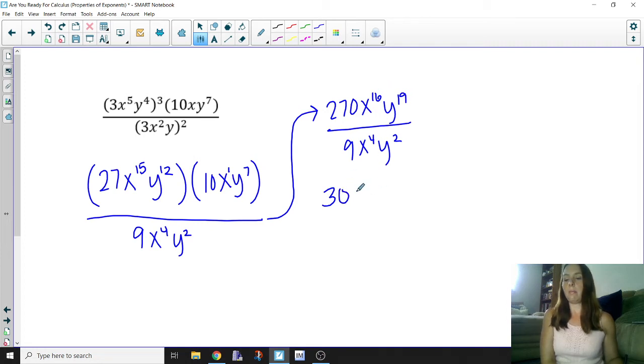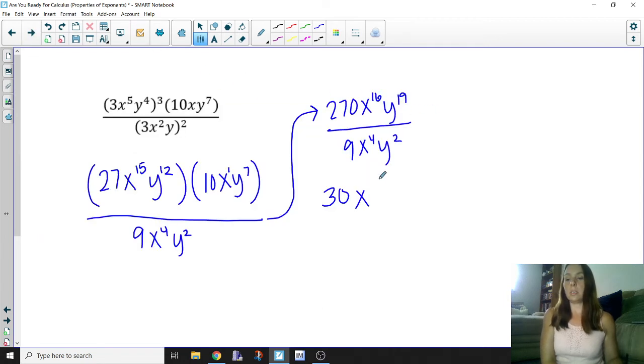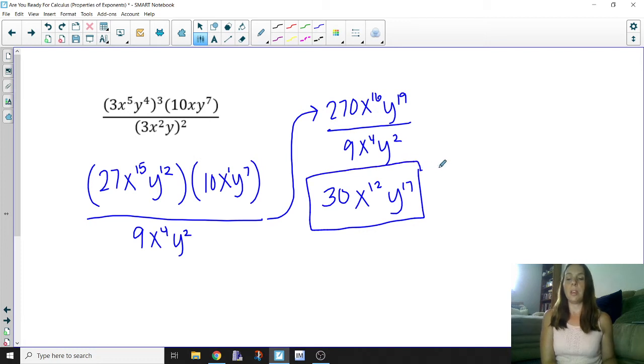Here we have x to the 16 minus 4 is what we're now doing, right? Because that is using our, going back, quotient rule. Whenever you are dividing like bases, you subtract the powers. So 16 minus 4 is 12. And 19 minus 2 is 17. There you have it. That is your expression in a simplified form using 3 main properties of exponents.